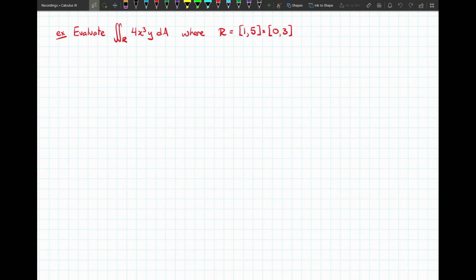Let's evaluate a double integral of the function 4x cubed y with respect to A over the region R. And I'm using this notation where R is equal to square brackets 1, 5 cross square brackets 0, 3. In that order, that should be x from 1 to 5 and y from 0 to 3. Feel free to use set notation if you prefer that.